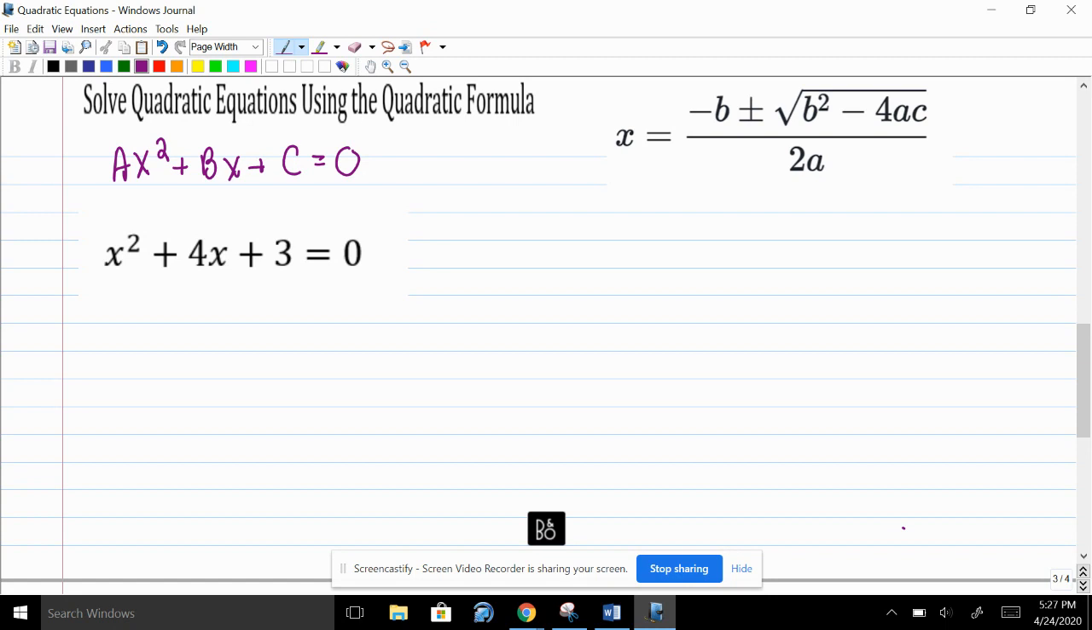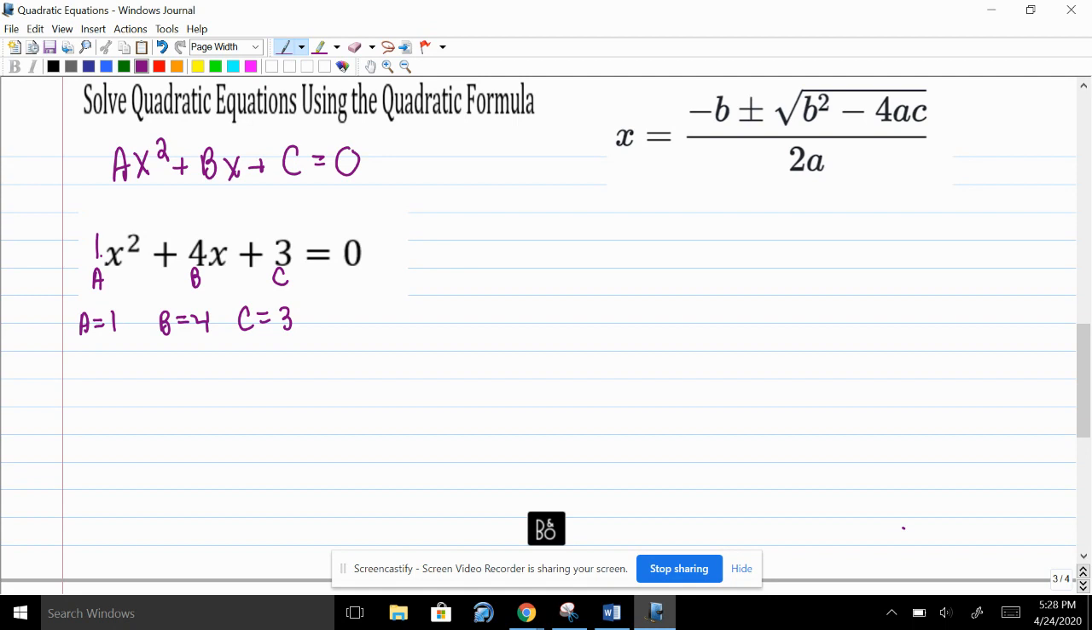Basically, the number in front of the x squared, which in this case is a 1, that's your A. The middle term, the number in front of the x, the coefficient of x, that's your B. And the constant, the lonely one, that's your C, C for constant. So in this problem, A is equal to 1, B is equal to 4, and C is equal to 3. That's where the A, B, and C come from.